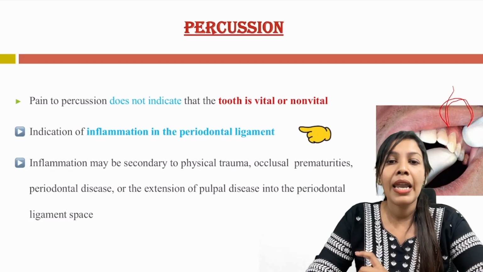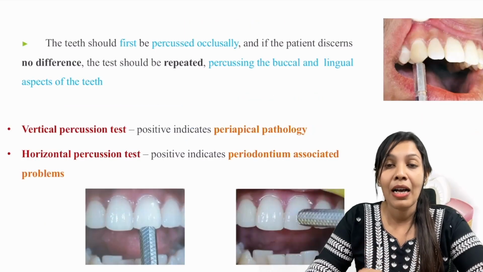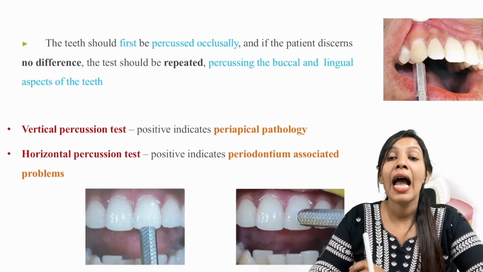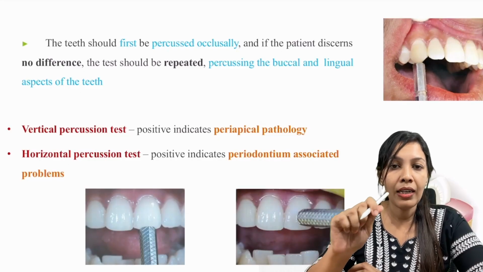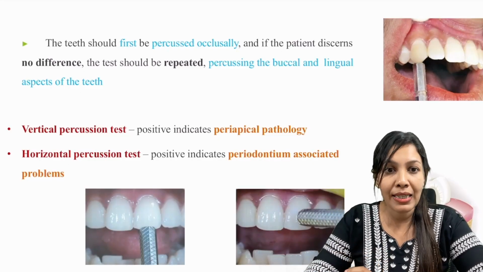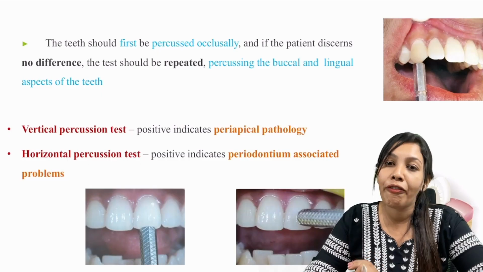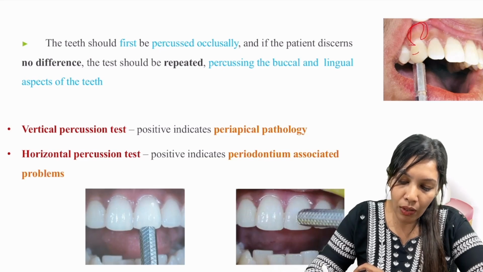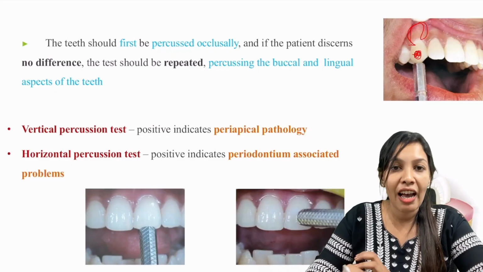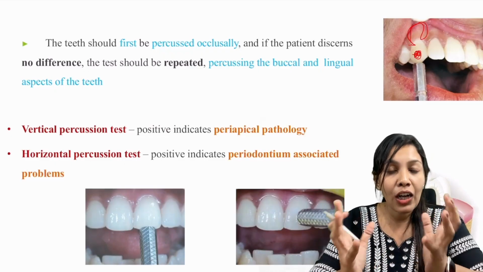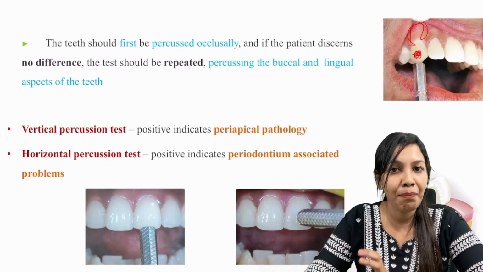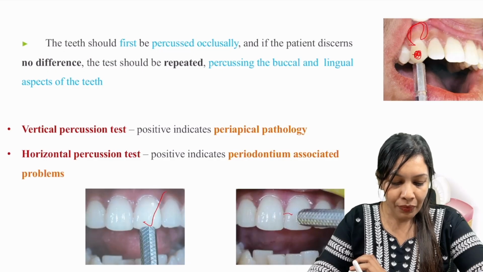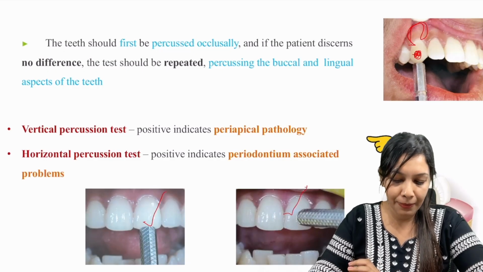Very important. Now the percussion test is of two types: vertical percussion, which is an up and down motion, and horizontal percussion, which is on the buccolingual aspect. A vertical percussion test often indicates that there is a periapical pathology, and when we do a horizontal percussion test, if the patient has pain, that indicates that the periodontium as a whole has some kind of problem. As you can see in the image, this is the vertical percussion test, and this is the horizontal percussion test.